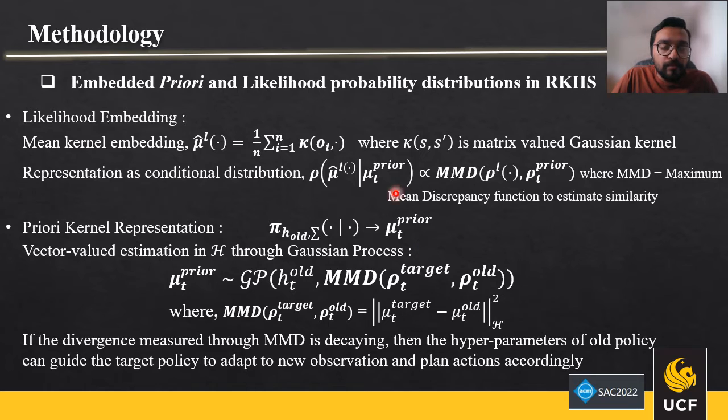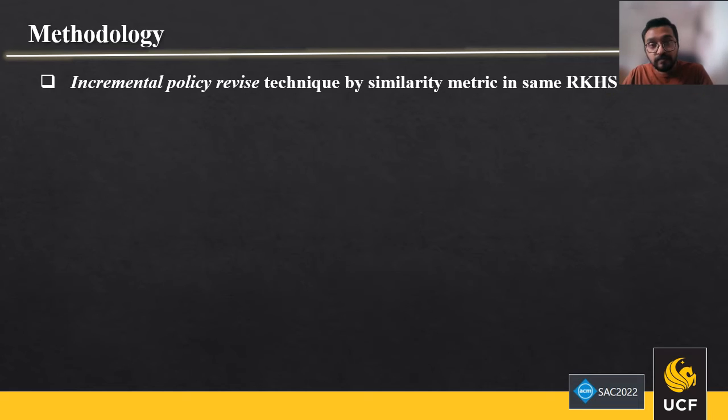And this mu t prior is represented in the same vector valued kernel space, that is H, through a Gaussian process. So this GP takes the mean value of the old functional and calculates an MMD between our target policy and the old policy. This MMD works as a similarity metric between mu t target and mu t old, and if the divergence calculated through this MMD is decaying, we can say that the hyperparameters of the old policy are useful and can guide the target policy to adapt to the new observation and plan a new task.